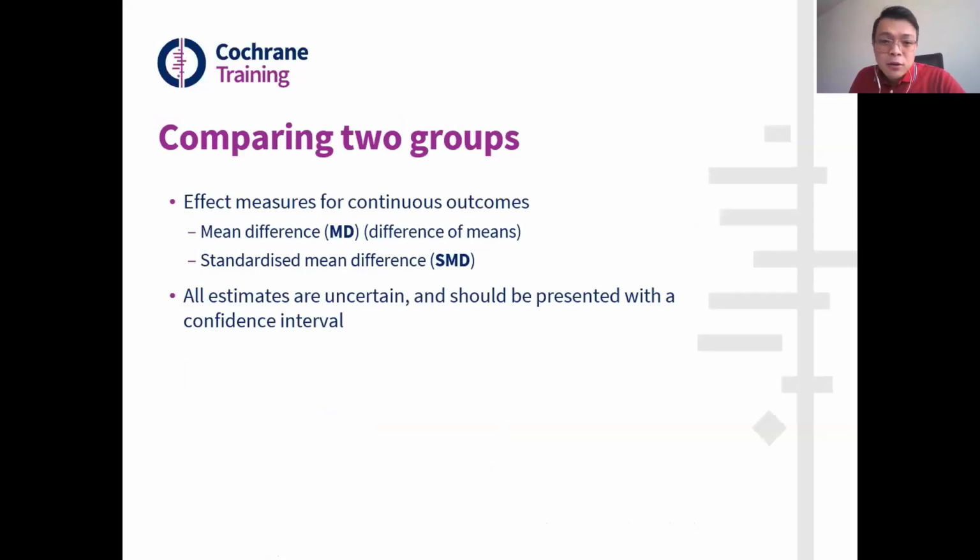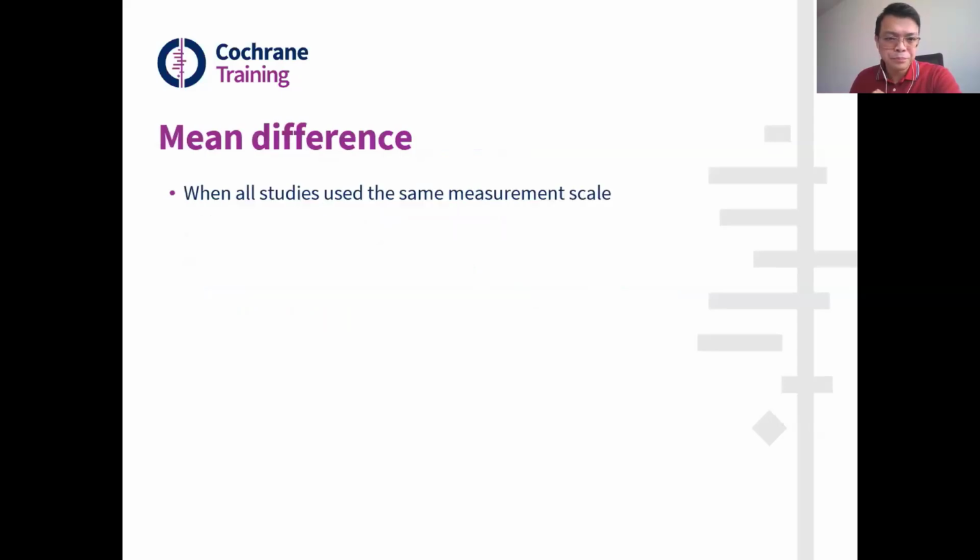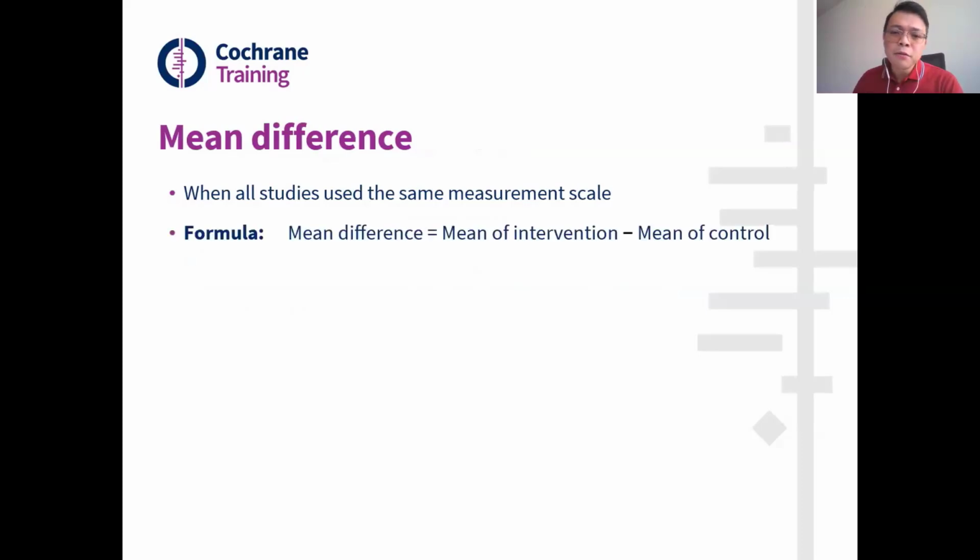So similar to dichotomous outcomes, we also have effect measures for continuous outcomes. The two main effect measures are the mean difference and the standardized mean difference. And again, these effect measures are study estimates, so we report them with a measure of uncertainty, usually a confidence interval. The mean difference is used when all studies use the same measurement scale. And the formula is mean of intervention minus mean of control. And it looks similar to the risk difference formula.